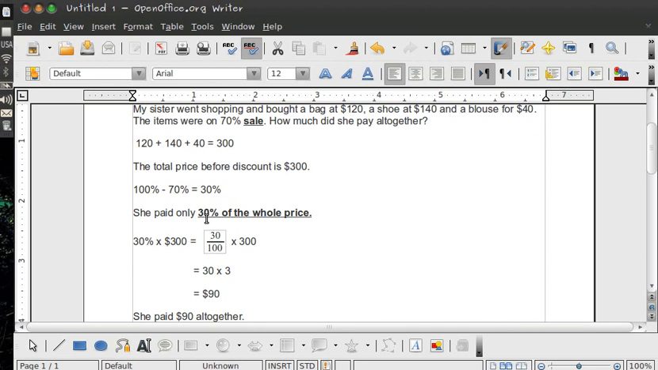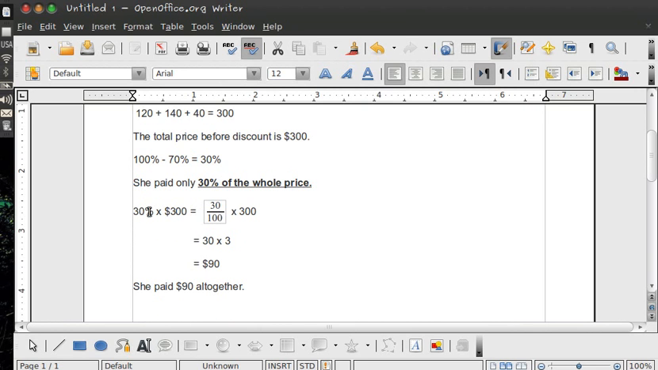Then we change this statement here in bold and underline to an equation. 30% remains as 30%, off is times, and $300 is the whole price, the total price before discount, as we calculated before. So you change it to a fraction, multiply by 300, a simple calculation, and you get your final answer.